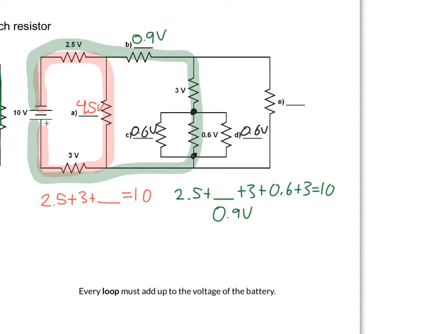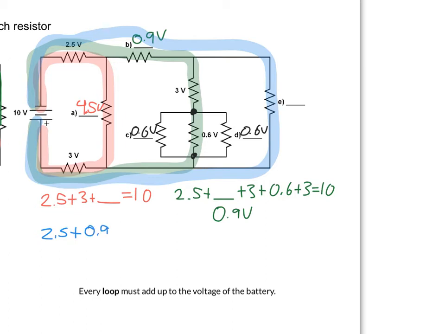We can then do our final pathway going all the way around the outside here, okay, to get resistor E. And so for that, what we have is 2.5 plus 0.9 plus this resistor E, which is what we're trying to find, plus 3 must add up to 10. And so when we do that, we find that the missing one is going to be 3.6 volts here for resistor E.